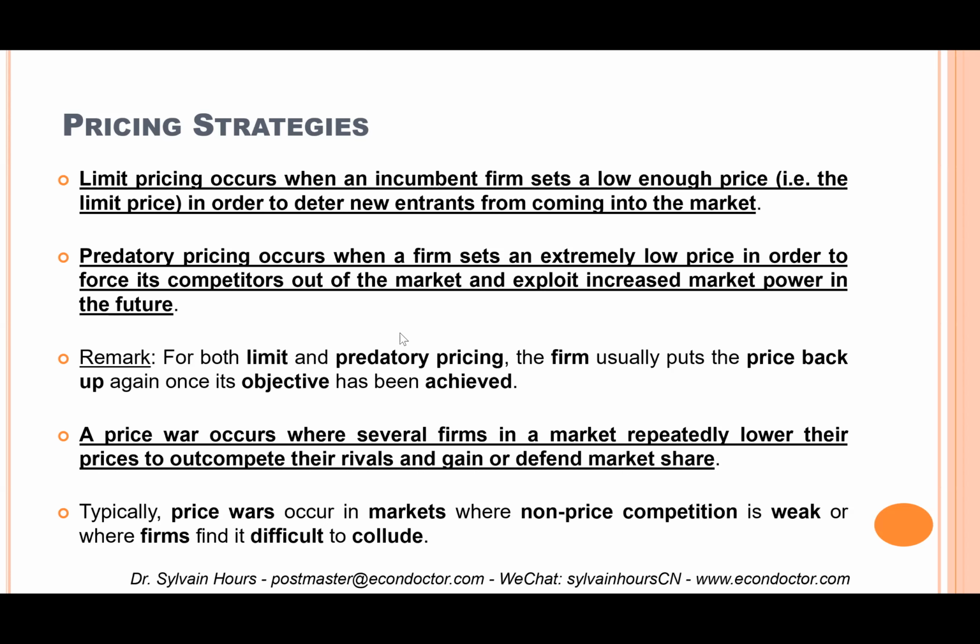All right. Okay, I hope you understand how different these are. Limit pricing, predatory pricing, it's important to distinguish them. And finally, but maybe not as important, the concept of price war, which is when you have several firms and they engage in very, very cutthroat price competition. So very strong price competition. And they repeatedly decrease the price because they just want to gain or defend the market share.